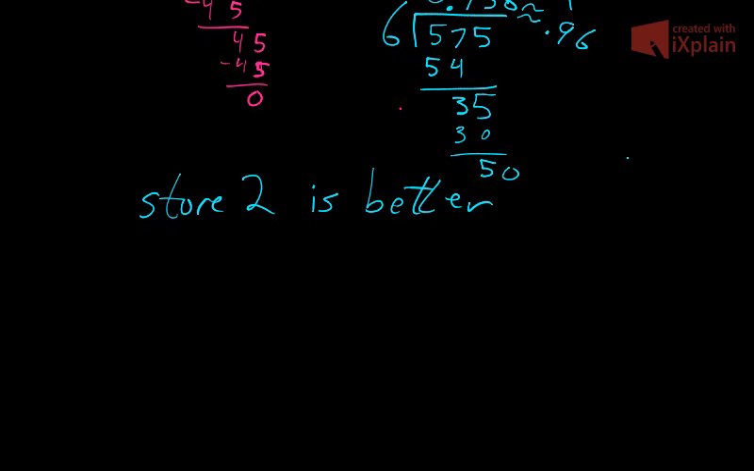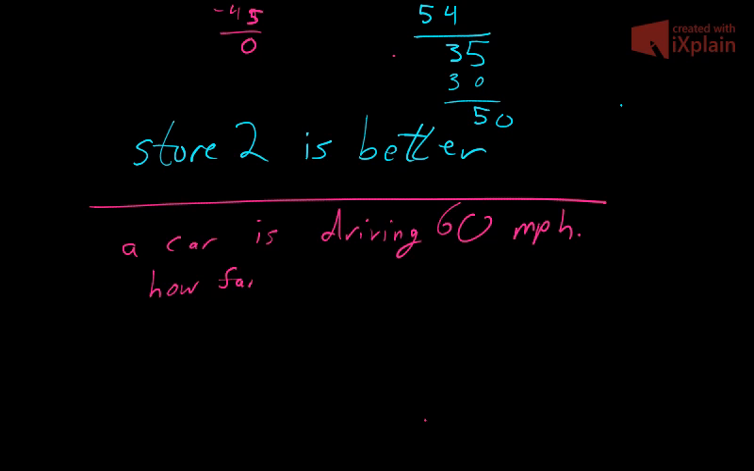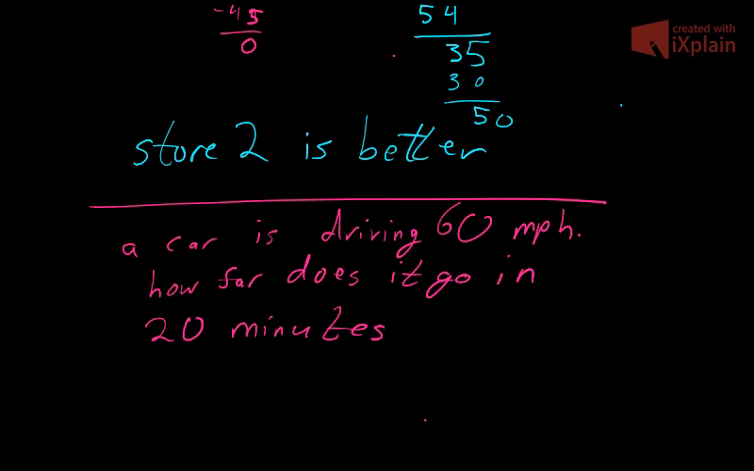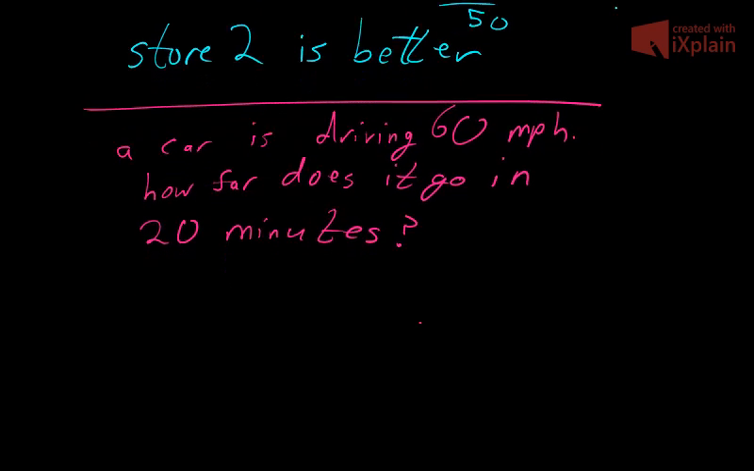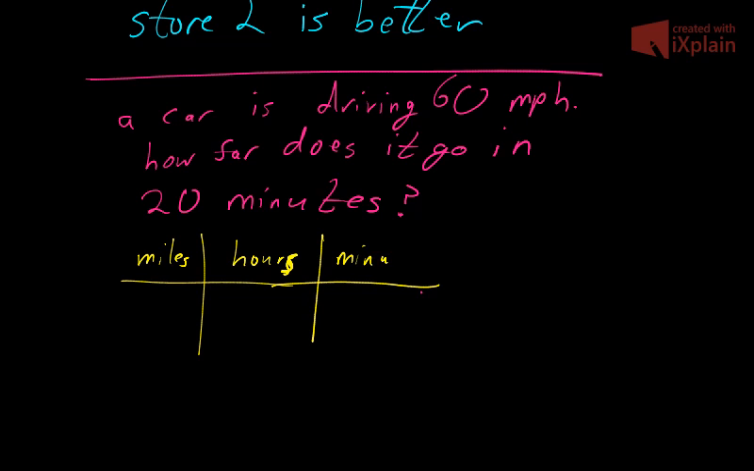So if I ask the question, let's see, a car is driving 60 miles per hour. How far does it go in, let's do 20 minutes? So what I'm going to see here is I know my 60 miles per hour. I'm going to have two categories, miles and hours. And actually, I'm going to have miles, hours, and minutes, because I see I'm also using minutes here.